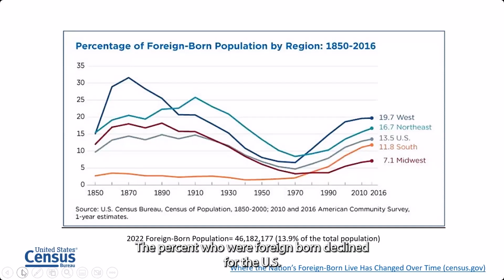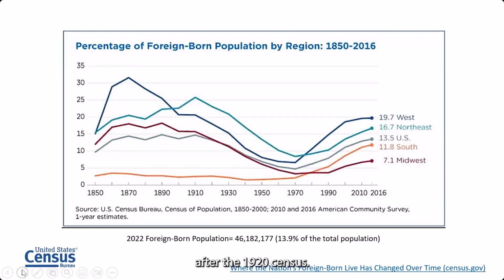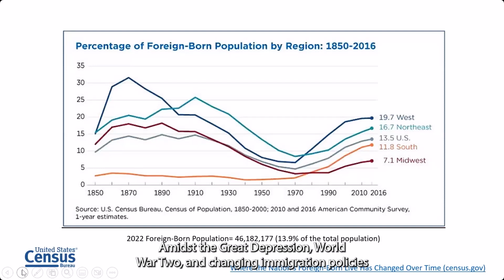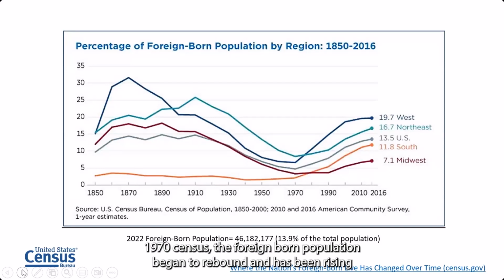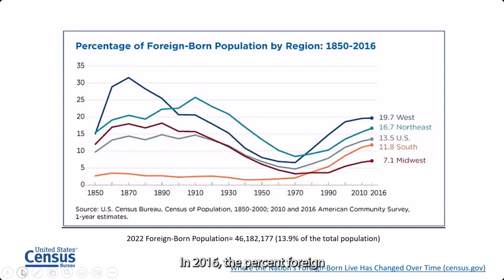The percent who were foreign-born declined for the U.S. as a whole and across all regions in the decades after the 1920 census, amidst the Great Depression, World War II, and changing immigration policies. Following the 1970 census, the foreign-born population began to rebound and has been rising steadily in recent decades, driven largely by immigration from Latin America and Asia. In 2016, the percent foreign-born nationwide was 13.5%, and the most recent data from 2022 put it at 13.9%.